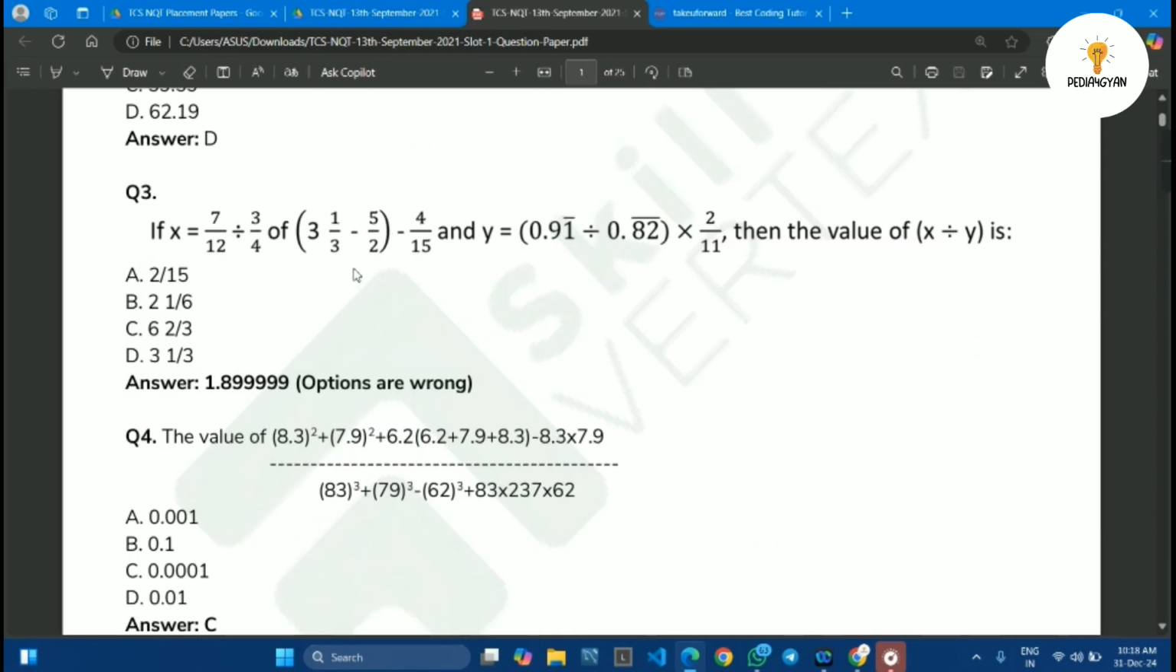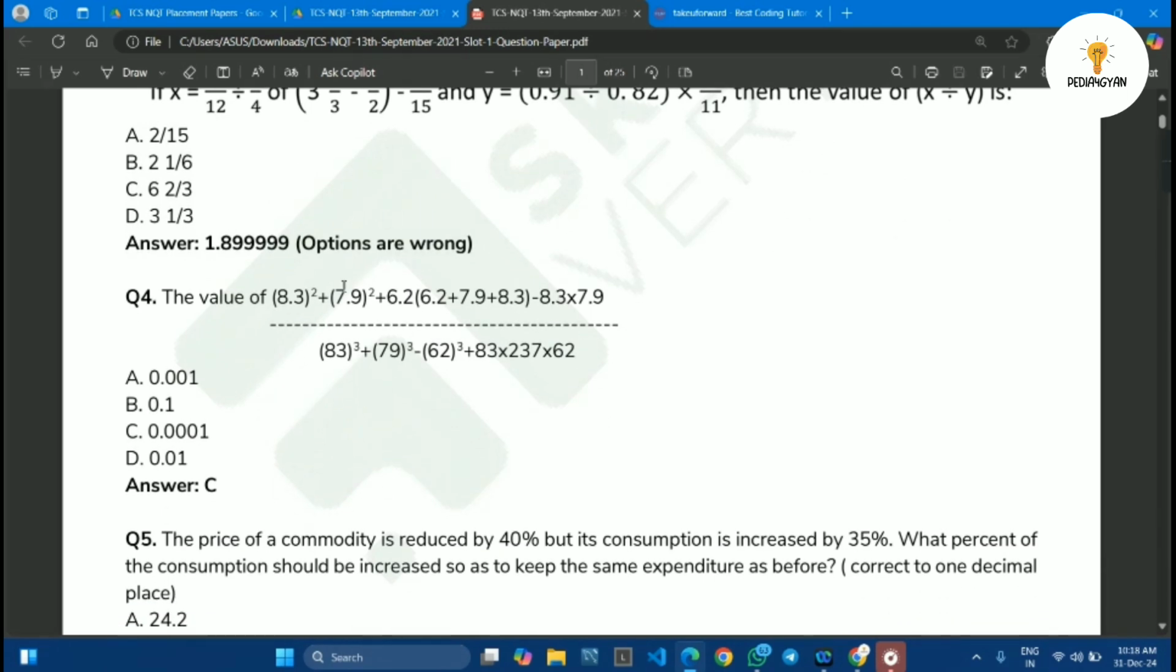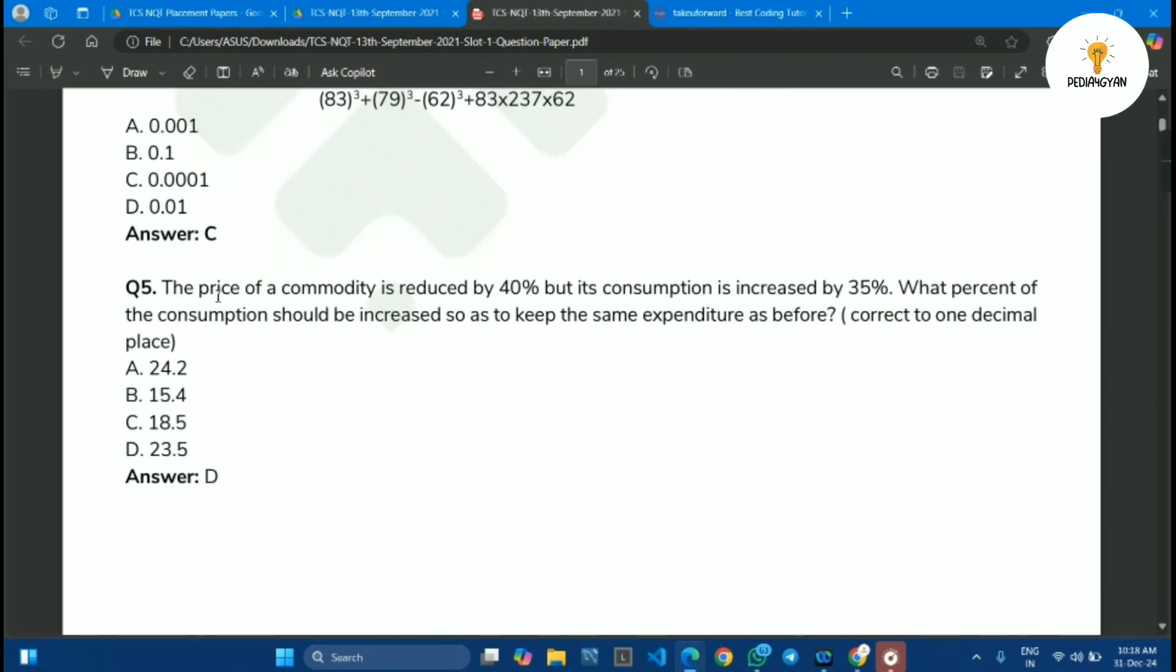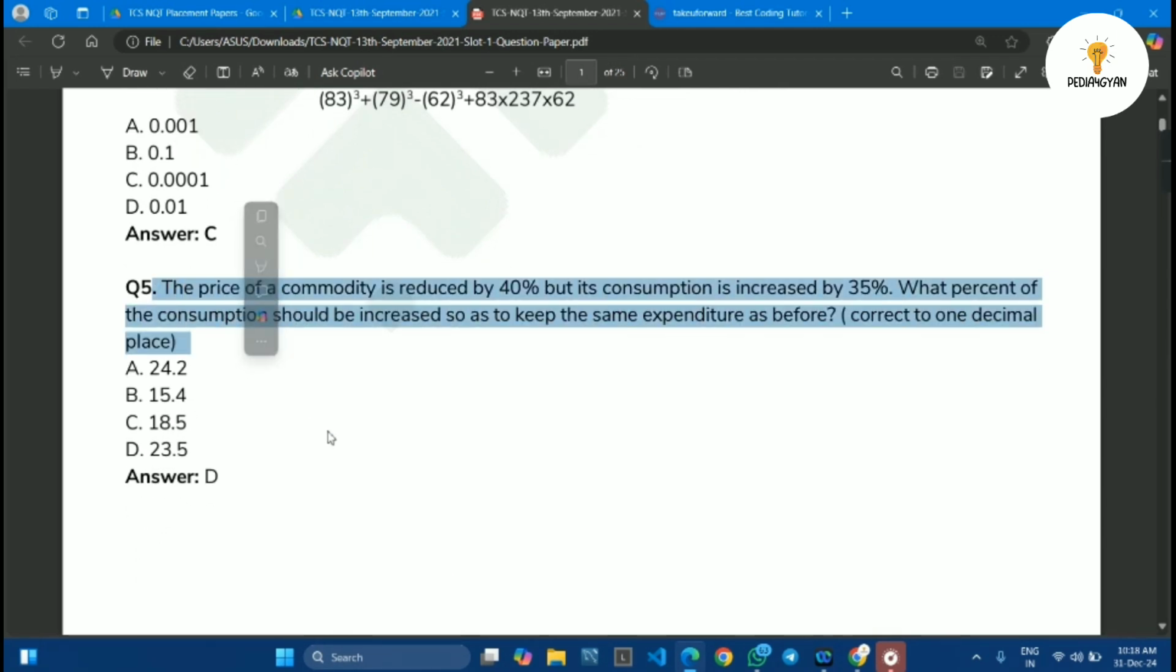These are the normal equation related questions. These are also from number system. The fourth question is also from number system. You can see that at least 4 questions here are from number system. And look at question 5. This is a question from profit and loss, or maybe percentages of profit and loss.